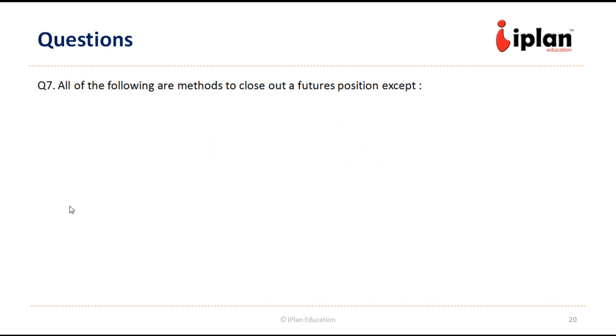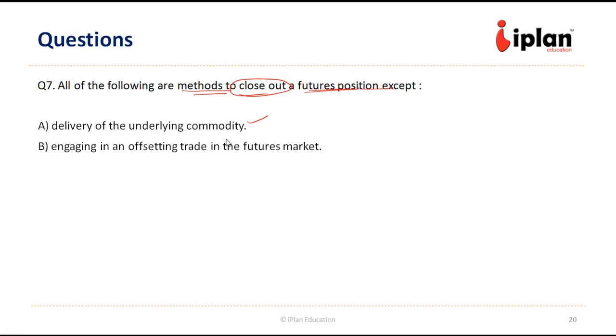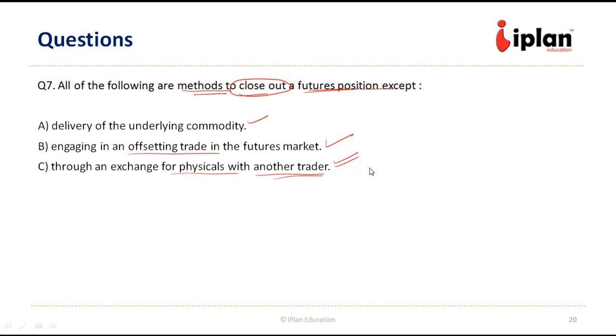Let us look at question number 7. It says all of the following are methods to close out a futures position except delivery of the underlying commodity. Yes, this is one of the most simple methods for closing out a futures position. Engaging in an offsetting trade in the futures market. That is also true. Offsetting trade means closing out the position. Through an exchange for physicals with another trader, we have already seen. Yes, this is also a mechanism through which we can close out a futures position. The last one says allowing the contract to expire without taking action. This is not a mechanism to close out a futures position. So D remains the right answer.